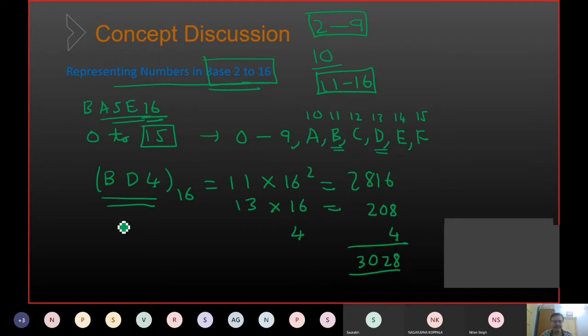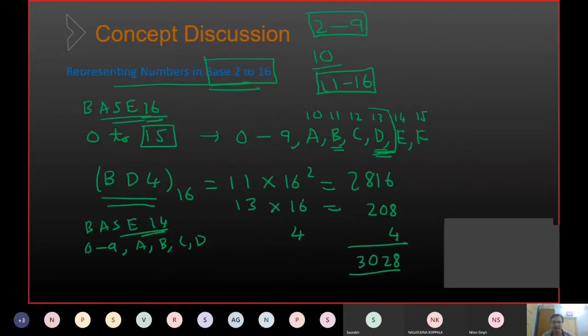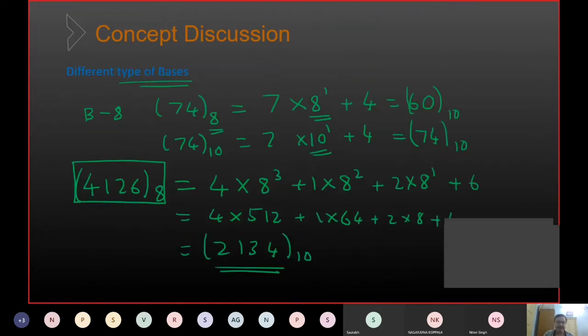Similarly, had it been base 14, the only difference is you would have allowed digits from 0 to 9, and then A, B, C, and D, that is up to 13. So always remember, you're only allowing characters from 0 to n-1. If it is base 14, you're allowing up to 13, which is up to D. If it is base 15, you're allowing up to E. If it is base 12, you're allowing up to B, and so on. If it was base 8, then you can have a maximum of 0 to 7. So that is the way the concept of bases works.